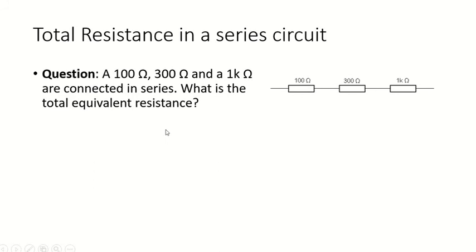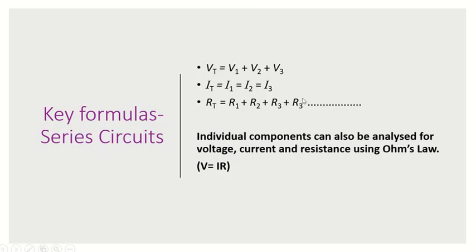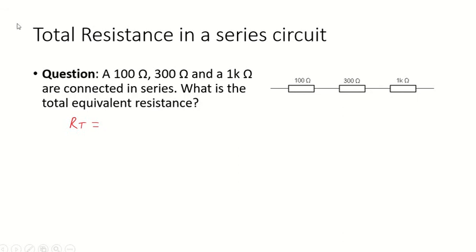So, super straightforward. We have a 100 ohm resistor, a 300 ohm resistor, and a 1 kilo ohm resistor, and they're connected in series. What is the total equivalent resistance? So basically we're trying to find the total resistance, and the total resistance is literally just the sum of the resistors. So it's going to be the 100 ohms plus the 300 ohms plus 1 kilo ohm, and remember kilo ohm just means 1,000, so that's 1,000 ohms. So 100 plus 300 is 400, plus 1,000 is 1,400. So resistance in a series circuit, straightforward, just add the resistors together.